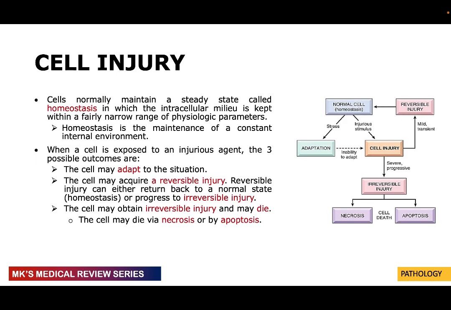So remember where we're coming from. All cells are under this constant maintenance of an internal environment, which we call homeostasis. And each of these cells could undergo certain stress, certain injury. If the injury is mild and transient, it may lead to reversible injury. If the injury is severe and progressive, it may lead to irreversible injury, which may result in either necrosis, which I like to call genocide, and apoptosis, which I like to call cell suicide.